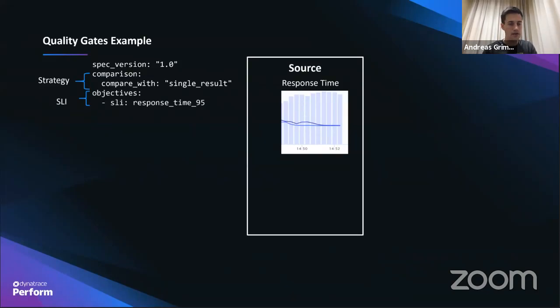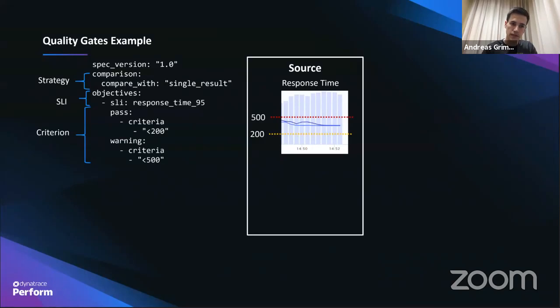SLIs are service level indicators, and here our first SLI is the response time. And more detailedly, we're using the 95th percentile. And this SLI can then be used to define criteria. And here you can always differentiate between a pass and a warning. So everything is fine. We get a pass if the response time is below 200 milliseconds. We get a warning if the response time is below 500 milliseconds. So this is our first SLI.